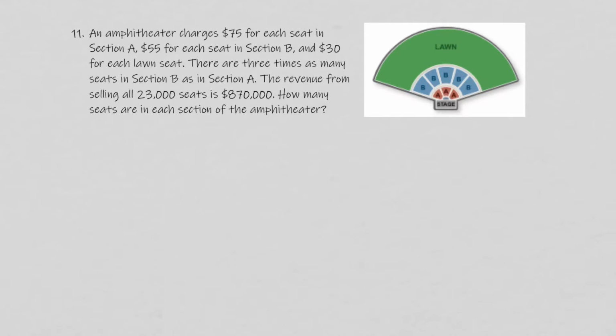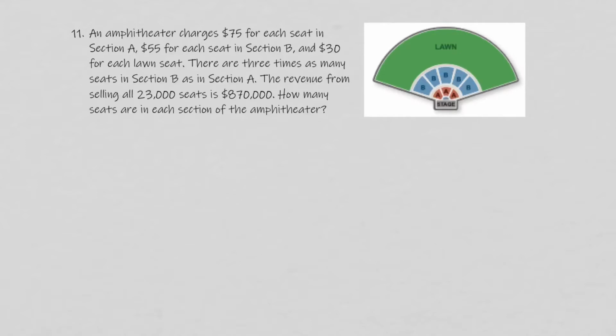All right, this is the last problem for the 1.4 Part 2 notes. We're solving a real-life problem with a 3 variable system. An amphitheater charges $75 for each seat in Section A, $55 for each seat in Section B, and $30 for each lawn seat. There are 3 times as many seats in Section B as in Section A. The revenue from selling all 23,000 seats is $870,000. How many seats are in each section of the amphitheater?